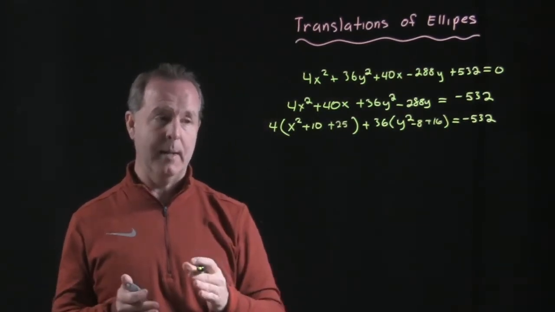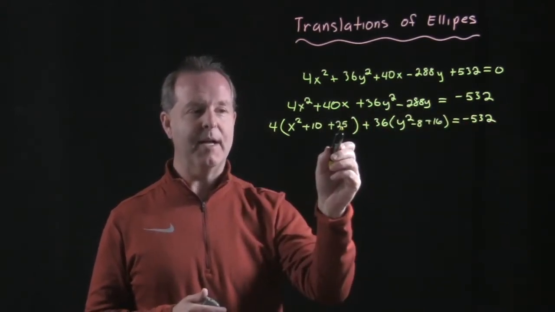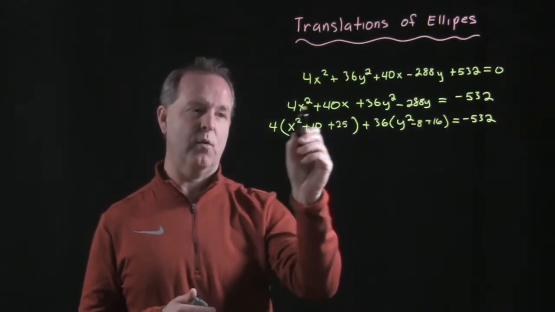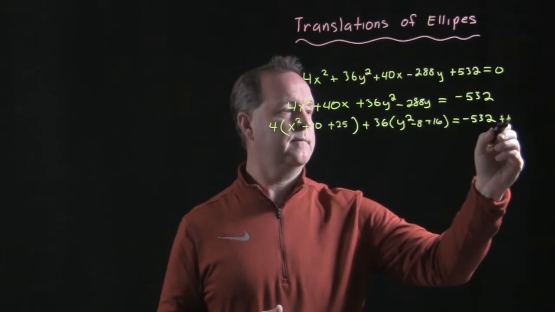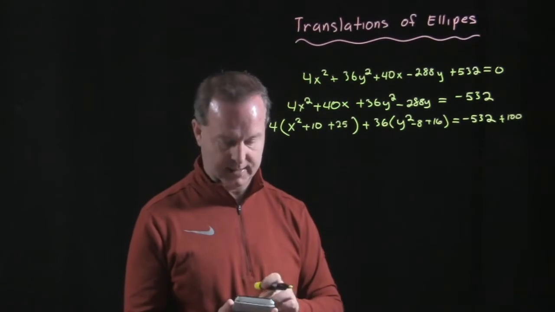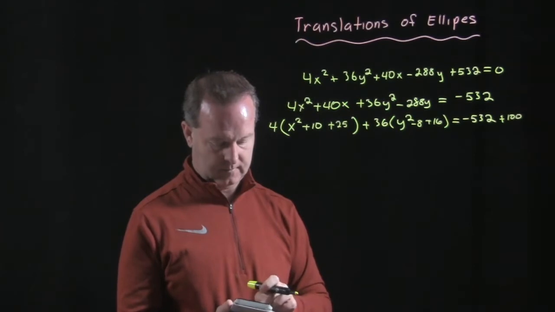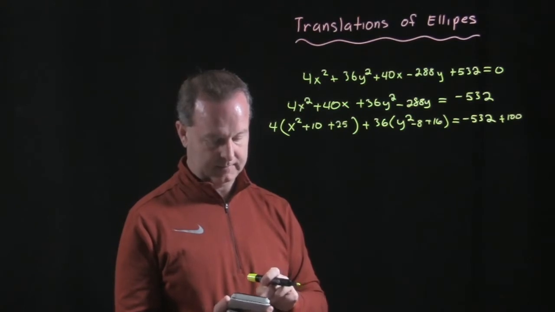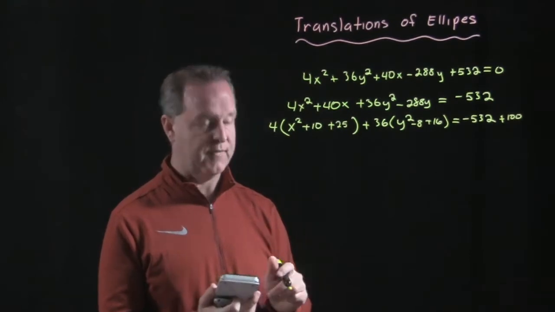Now, when we complete the square, we always have to take this value and add it to the other side. However, I'm not just going to add a 25 to the other side. This 25 is multiplied by this 4. So it's 4 times 25 that I have to add to the other side. So I'm going to have to add 100. And then 36 times 16 I have to add to the other side as well. 36 times 16 is 576.